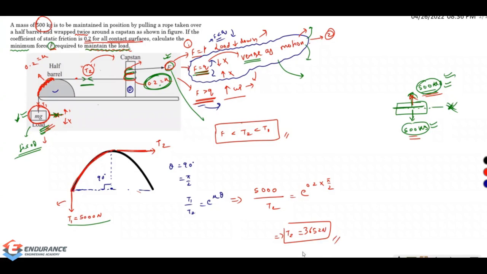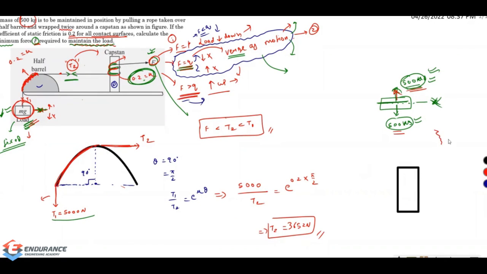Okay, so this is our T2. Now I need to find out F, right? Because I don't want the T2, I want to find out F. So how can I proceed further? Again, I need to draw the free body diagram for the capstan. Fine. So this is my capstan, and they said very clearly that we are twisting it 2 times, and then I'm holding it here. So this is tension T2. This is how my free body diagram looks. Very simple free body diagram.